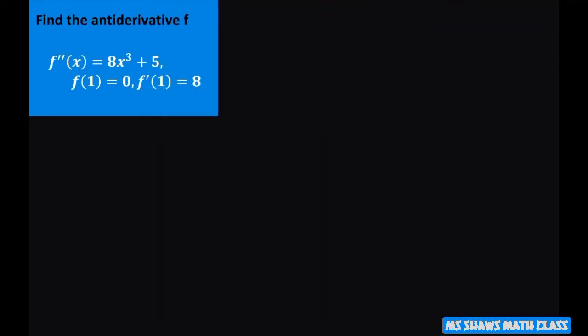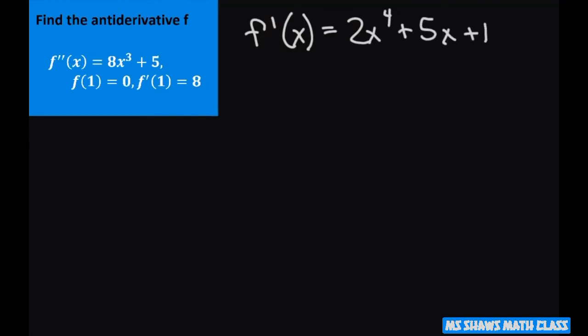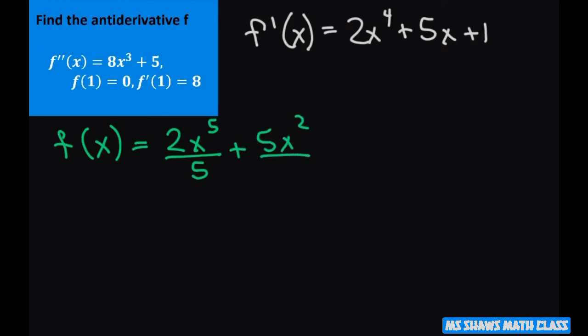So let me write this down again. F prime of x was 2x to the fourth plus 5x plus 1. Now we want to find f of x. All right, so write down your 2, then we go to the fifth power, so divide by 5, plus 5x, go to the second power, divide by 2, plus 5x squared.